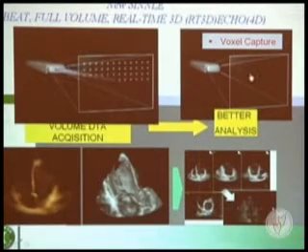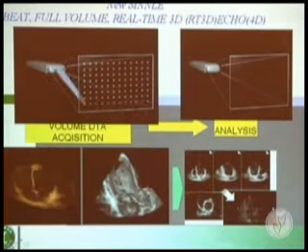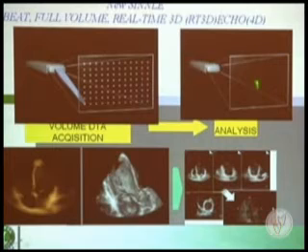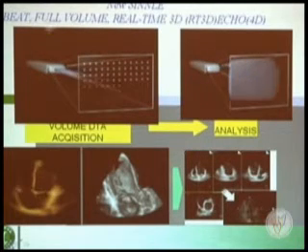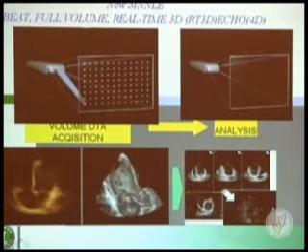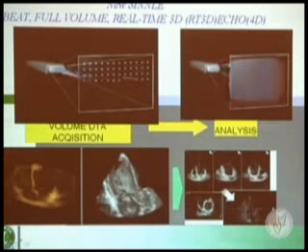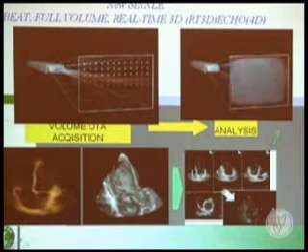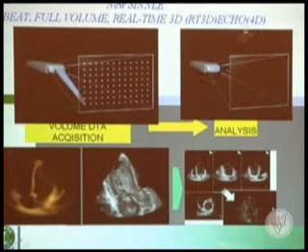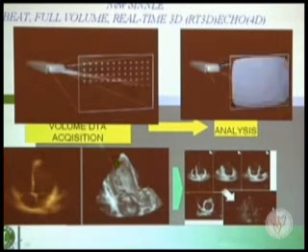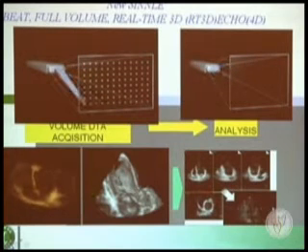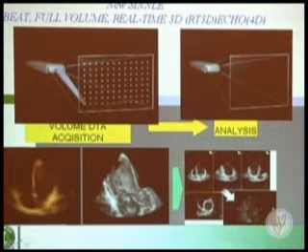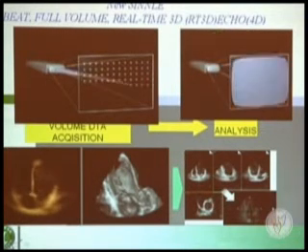So there is now a new way to obtain the full volumetric image. This is what we call the single beat full volume real-time three-dimensional echocardiographic display. Through this kind of image acquisition, you can get the full volume of the heart through a single beat, and all the information can be stored in this single volumetric dataset.